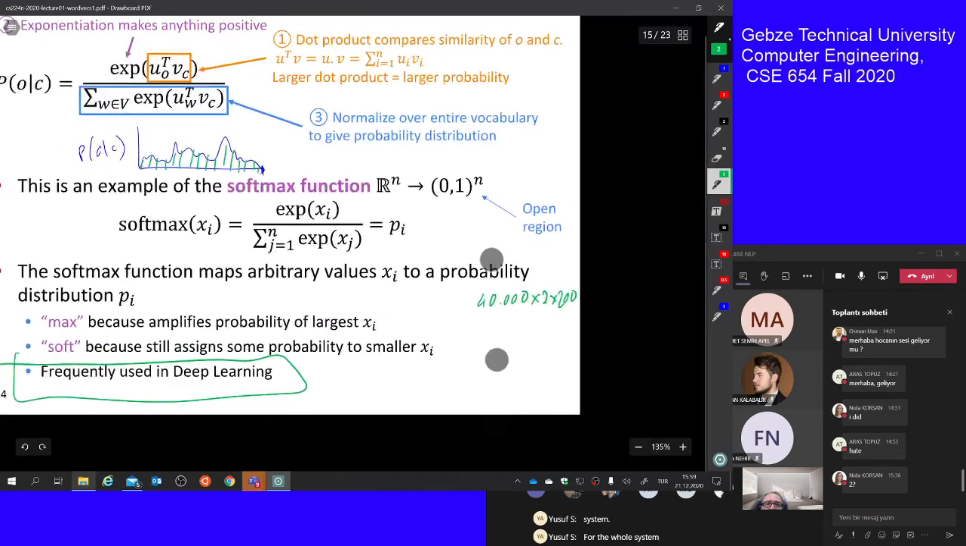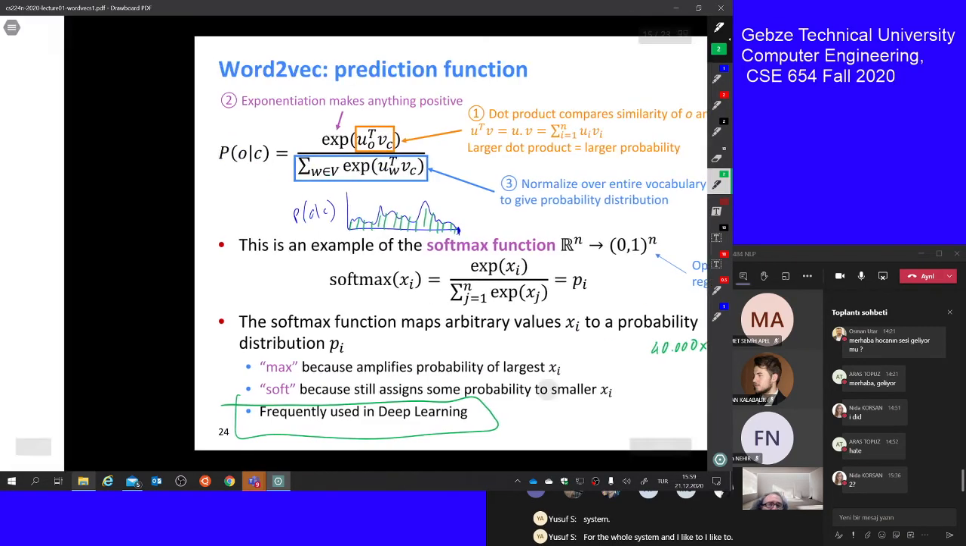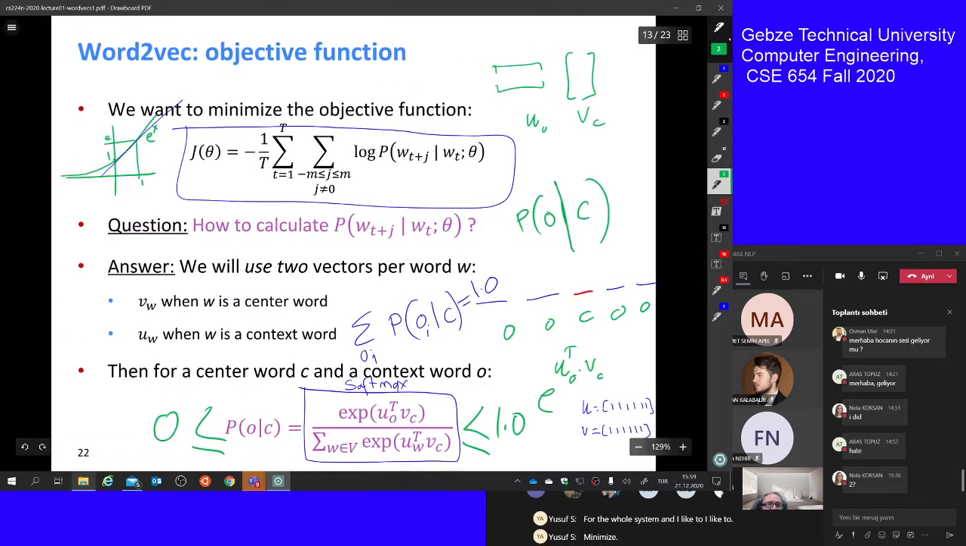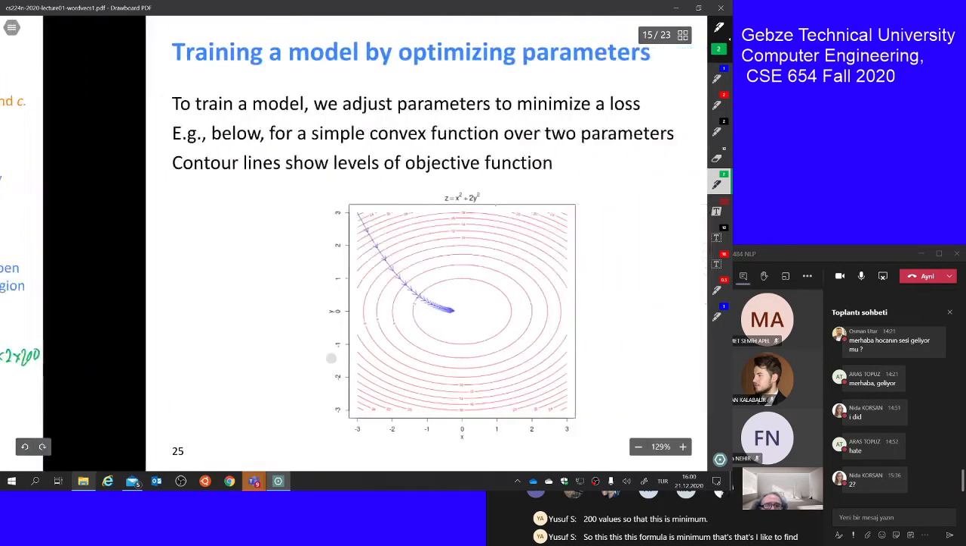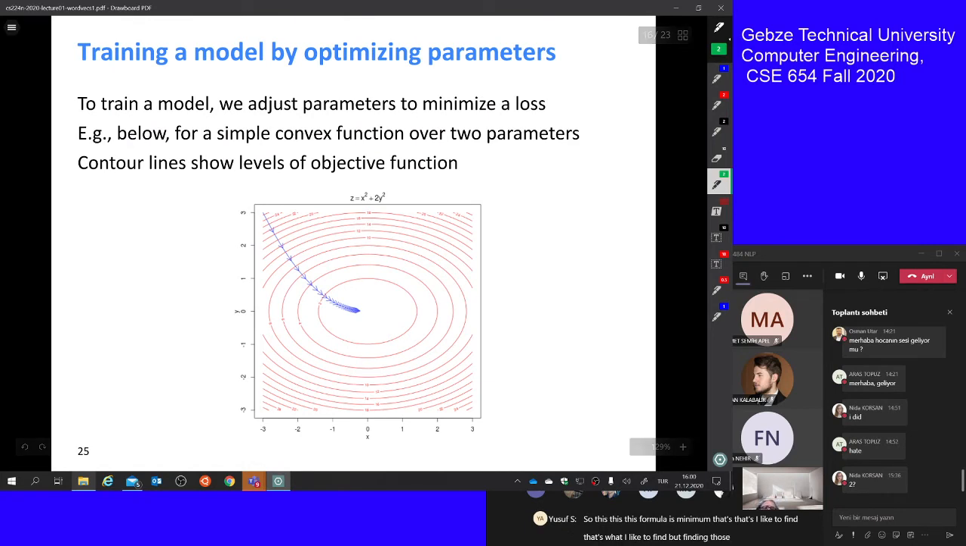And I like to minimize this formula. I need to find 40,000 times 2 times 200 values, so that this formula is minimum. That's what I like to find. But finding those numbers is not going to be easy. We are going to use numerical methods. One of the numerical methods that could be used is gradient descent.